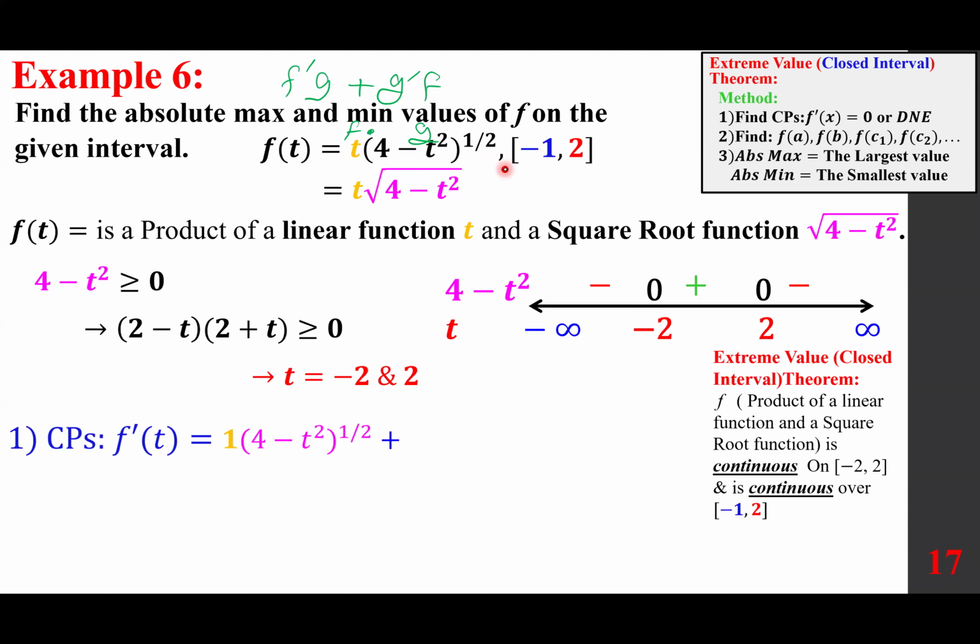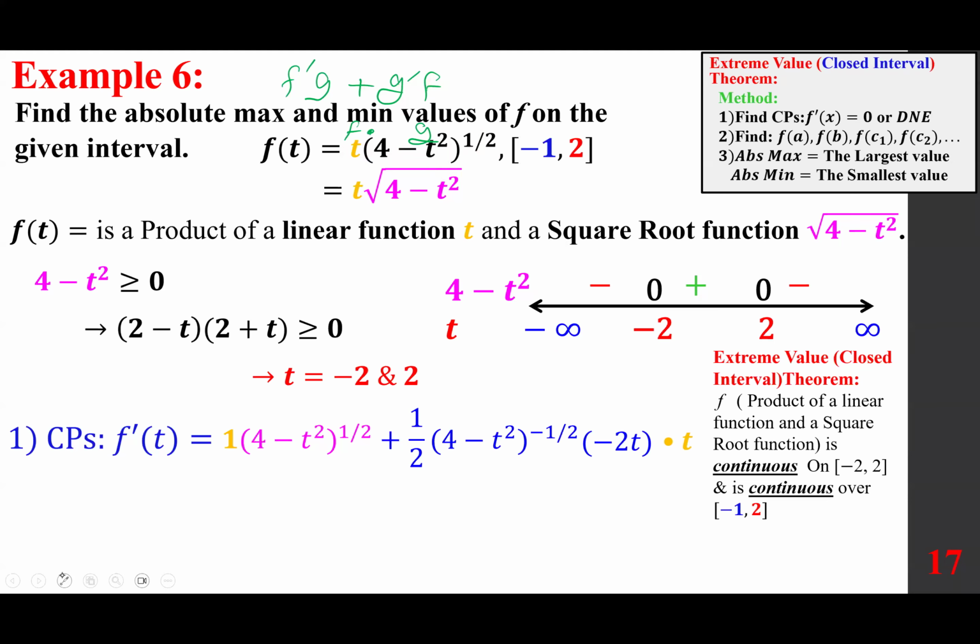So having said that, now we need g prime. What is g prime? If you look at this one, this uses the extended power rule, 1/2 times the same thing to the power of negative 1/2 because 1/2 minus 1 is negative 1/2. And by the chain rule, the derivative of the inside is negative 2t. And finally, this is g prime, we need f times t.